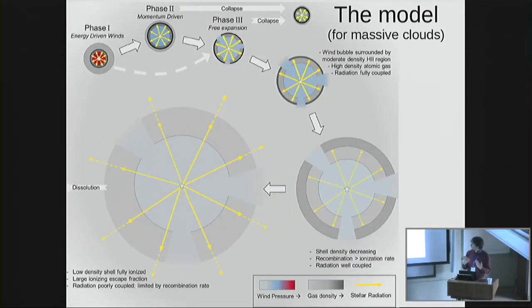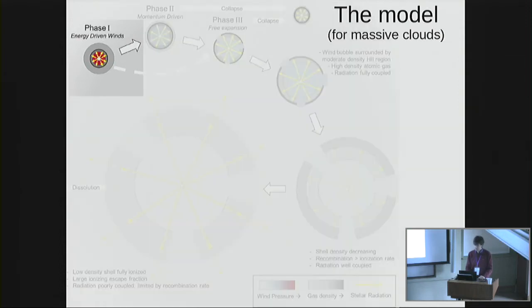So let's start with a spherical cow in vacuum, our molecular cloud, top left. And let's look at different phases in the life of a molecular cloud. Let's start at the top left. So phase one, when the star cluster turns on, you have very hot winds which lead to adiabatic expansion of the gas around the star cluster.